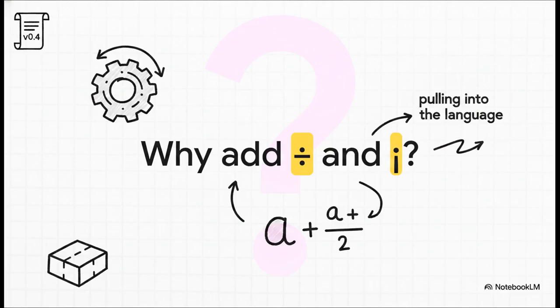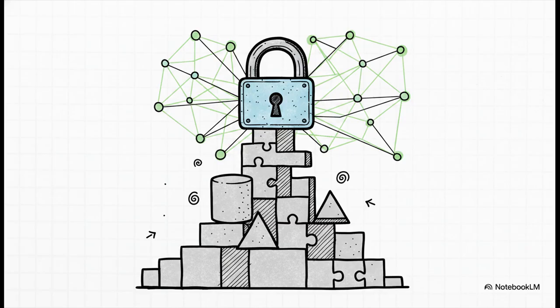So first up, why add the division sign, the obelisk, and the inverted exclamation mark to a programming language in the first place? Well, as Merg-E prepares for its version 0.4 specification, these operators are practically being pulled in. And when a language introduces new operators like this, it's pretty much always driven by structural necessity, not just a cosmetic coat of paint. It really comes down to the fact that cryptography is treated as a first-class citizen here.